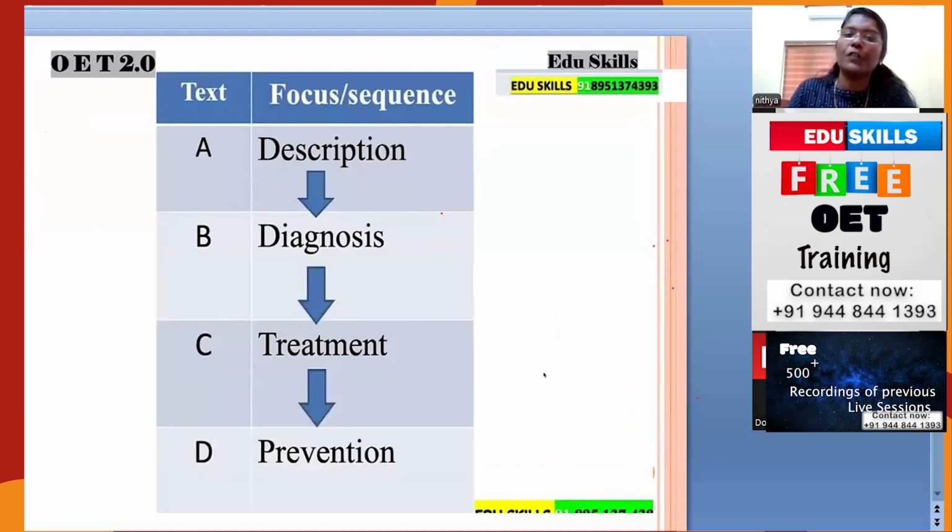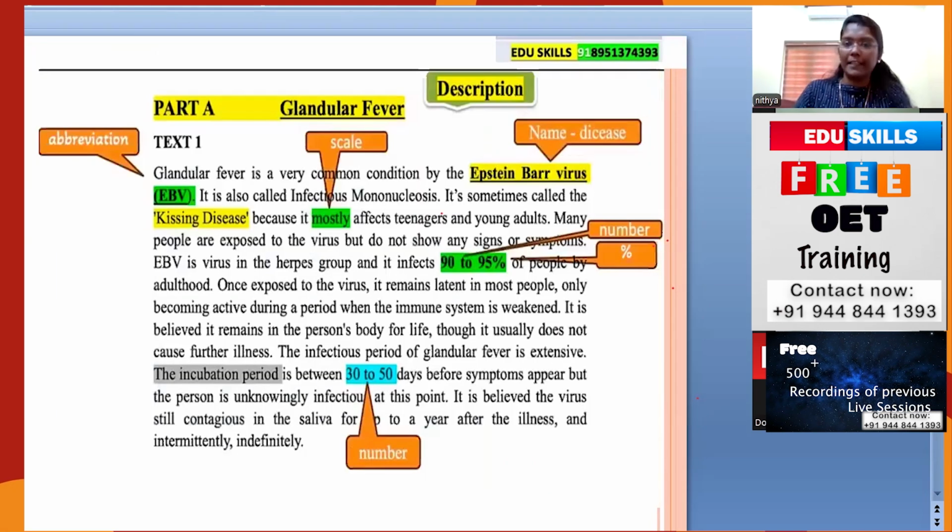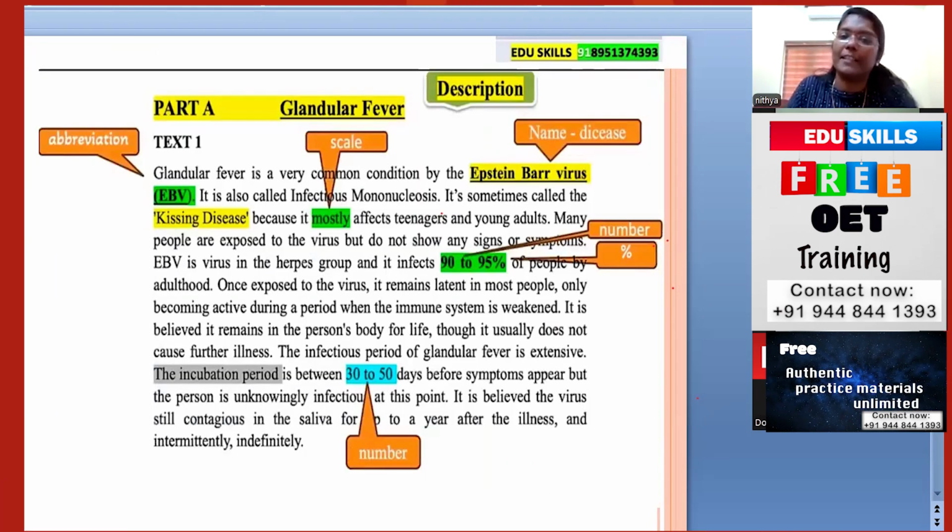Okay, how do we find out the sequence of these texts? First, a description, that is a discussion about glandular fever. Then how we diagnose glandular fever. Then next is the treatment, based on the diagnosis. Next is the prevention. Then next is the text A.